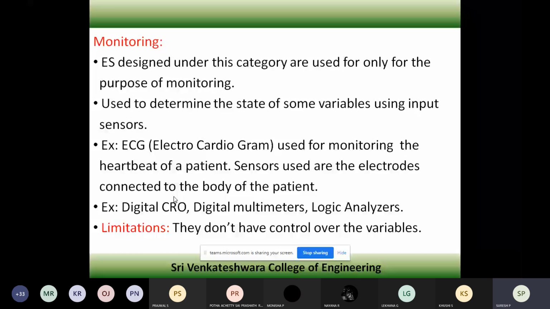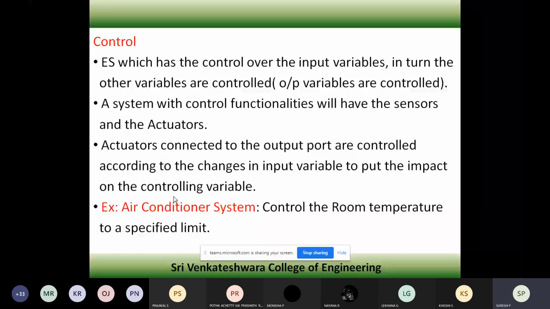Next are the control systems. When you build an embedded system which will control, it has control over the input variable, and in turn the other variables are controlled. That means as and when the input changes, the output also changes. A typical example is the air conditioner system. A system with control functionalities will have sensors and actuators. These are two different devices: the sensors at the input and the actuators.